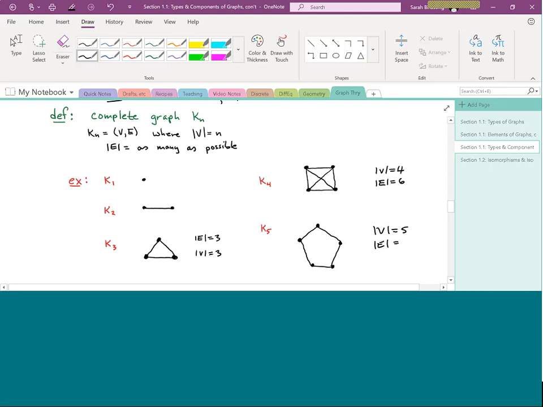So if we take this vertex at the top, what do you want to do? You want to connect that vertex with every other guy. So there's only 2 edges we haven't put in. Any other vertex, you look at it and make sure it's connected to all of the other vertices.